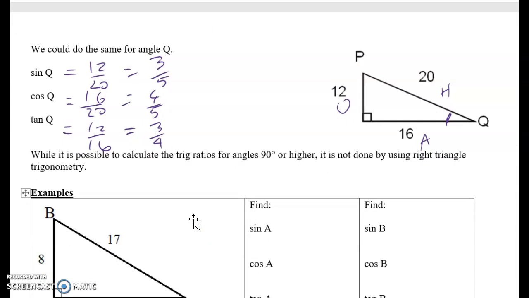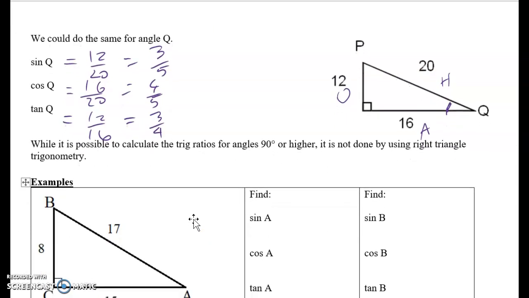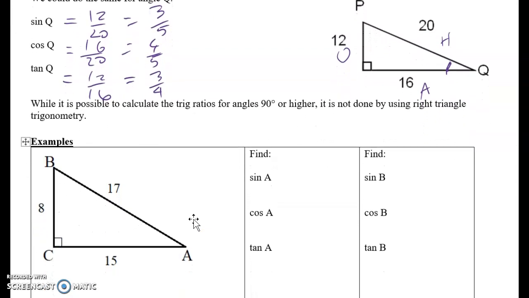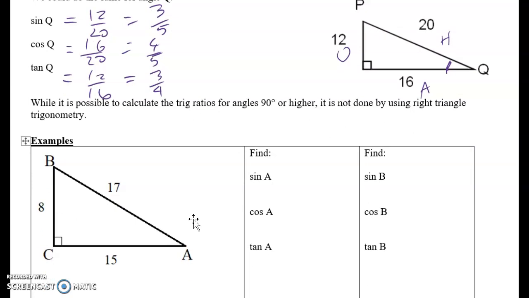One little note, you can calculate the sine of a right angle, a 90-degree angle, but you don't use right triangle trigonometry. It's a little bit different. You will learn about that in pre-calculus.